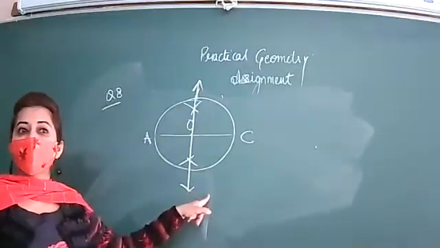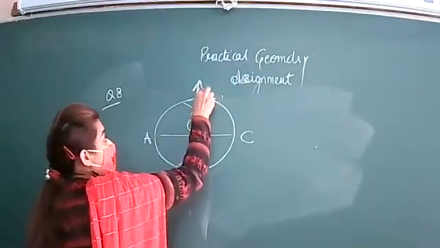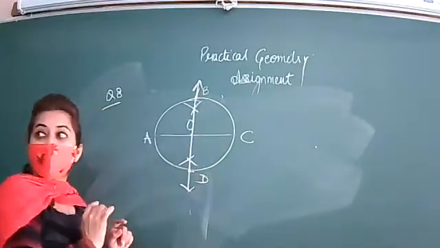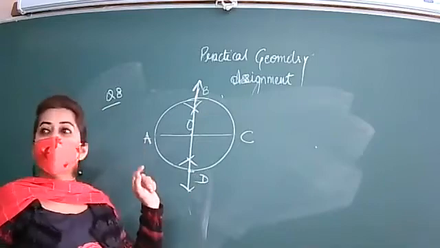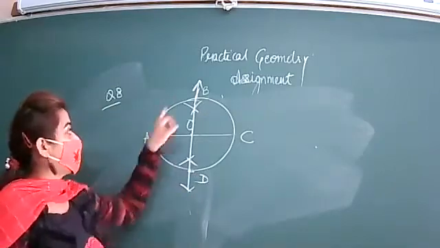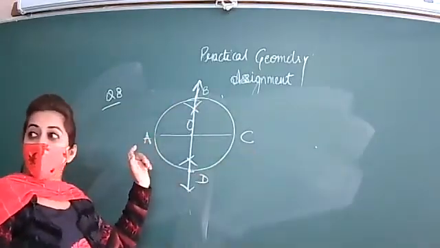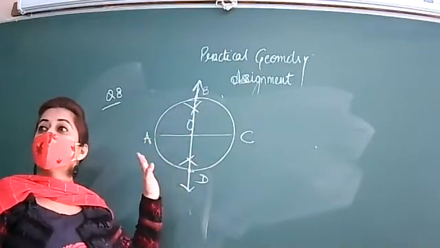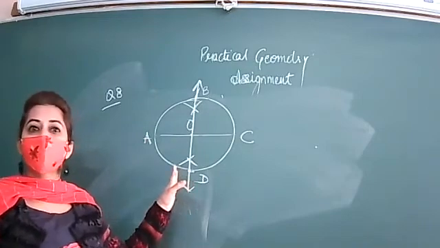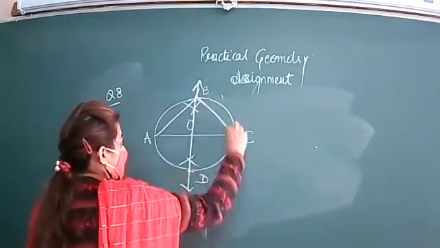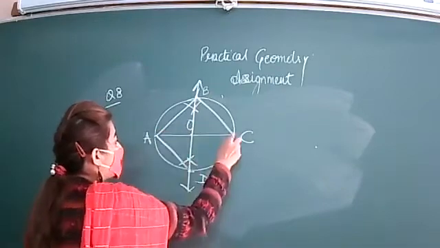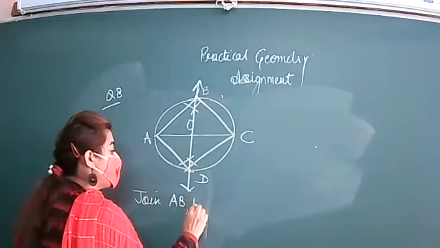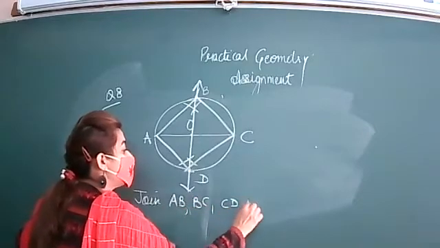This will meet the circle at B. This point is your B. This point is your D. Then you have to tell me the name of the type of quadrilateral ABCD. ABCD is a quadrilateral, but the quadrilateral is not formed here. What we will do? We will join AB, BC, CD and DA. In this manner, you will get a quadrilateral.